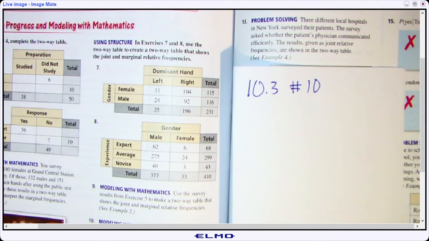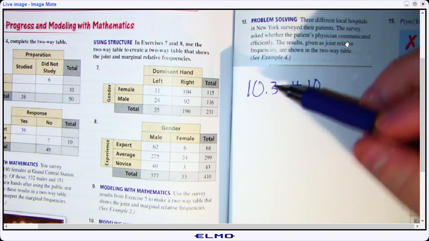All right. Congratulations. You made it to 10.3. You are almost done. Let's knock this out. We're on 10.3, number 10.